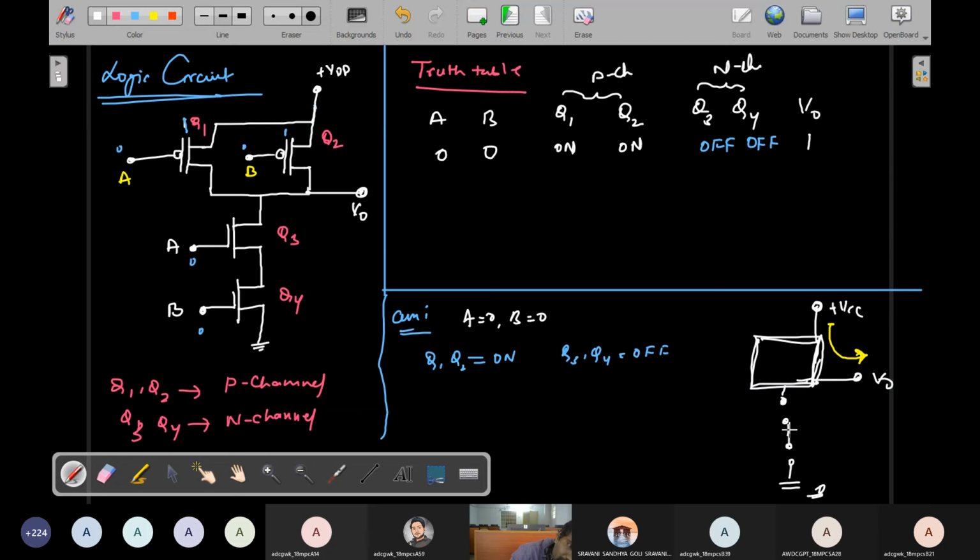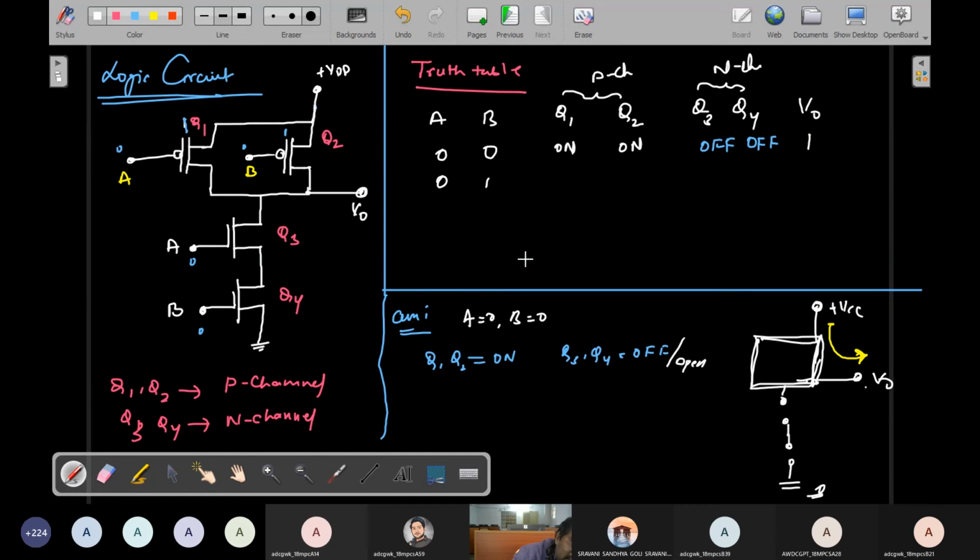So the output voltage would simply be 0, but right now Q3 and Q4 are open circuits. Off means it is an open circuit, so there is no connection to ground. Therefore the output is taken as the VCC voltage directly. That's why it is in the high condition. Now consider the next case after 0 0.